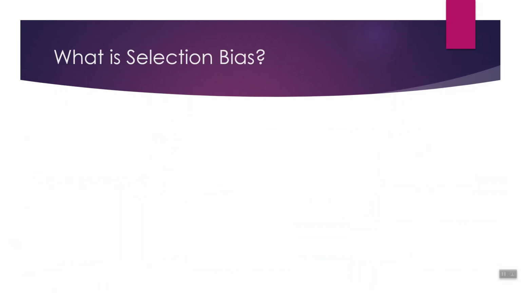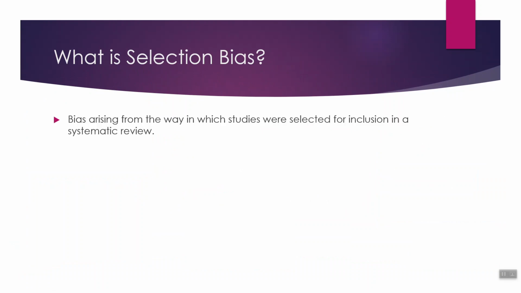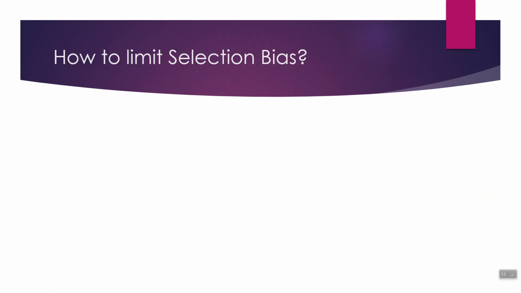Therefore, you could not conclude that the program will be successful at improving eating habits and overall health for all university students, because the health of those that took part is likely to be better than those that did not take part. Due to self-selection, there are likely to be other factors that affected the health of the students. Another type of selection bias is when it arises from the way in which studies were selected for inclusion in a systematic review.